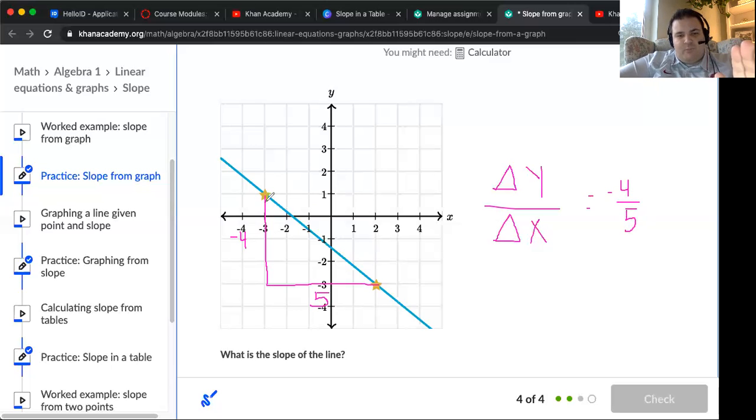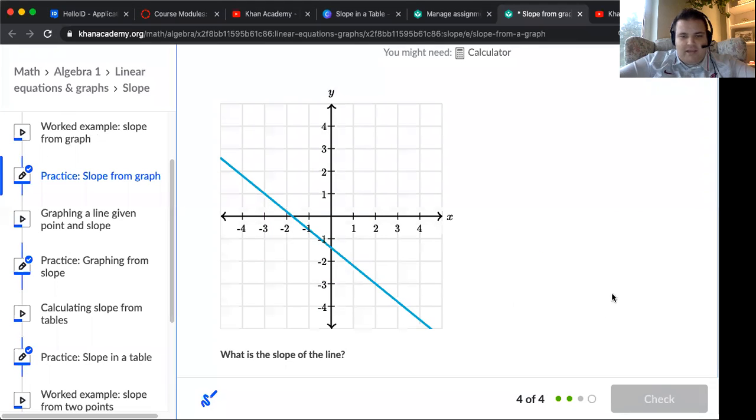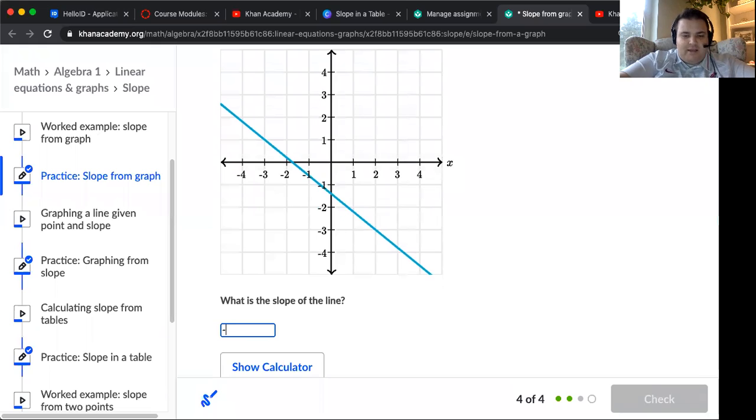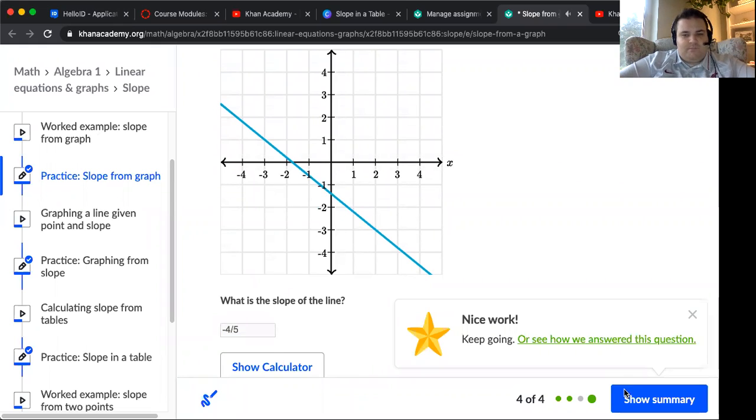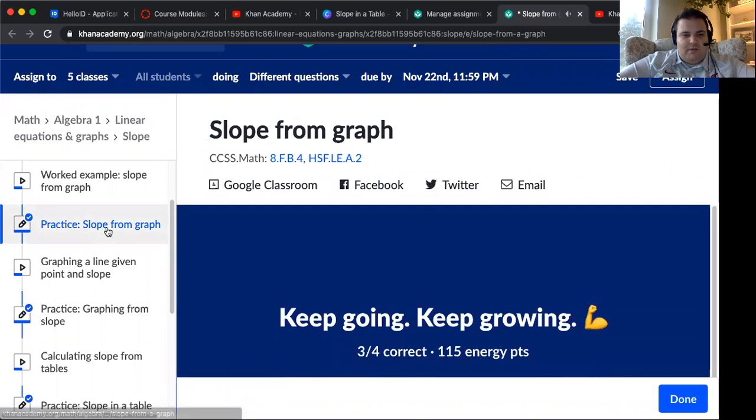If you always start with your point that's on the left and work your way going down and over, or it could be up and over, but work your way from left to right, you won't run into too many issues. This is just a good habit to get you on the right track. -4/5 is the answer that I got. -4/5. Got that one right. I need to go back in and practice some more.